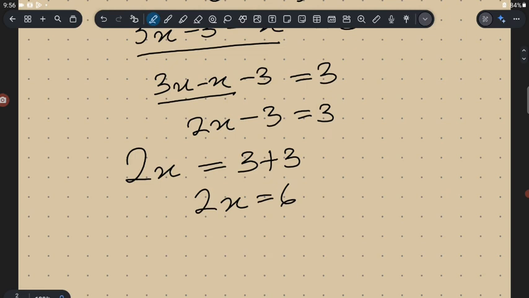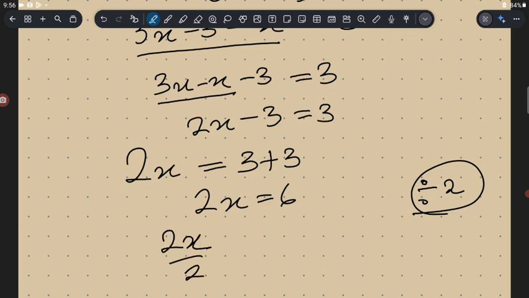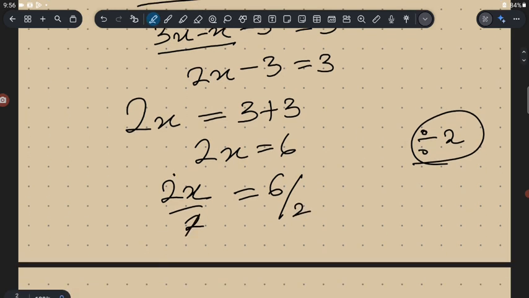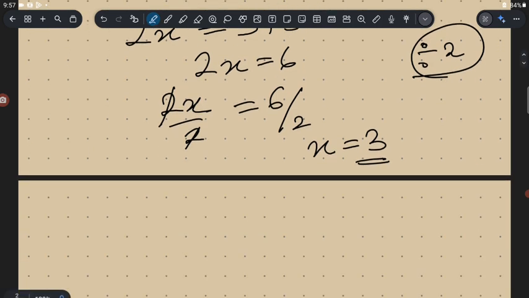Now, by making x the subject of the formula, let's divide both sides by 2, which we have 2x divided by 2 and 6 divided by 2, telling us that our x is equal to 3. So if x is equal to 3, let's try to have a very good example.